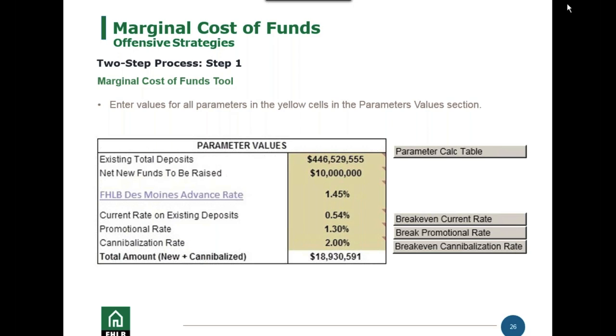As you can see, I've entered a cannibalization rate of 2%. That means that typically when I run a CD special or campaign, I can expect 2% of my deposits to flow out of lower costing alternatives to take advantage of the special rate. So 2% of $446 million is almost $9 million, $8.9 million. So even though you want to actually raise $10 million, you in essence raise almost $19 million. So what we want to quantify is the marginal cost of this money that you've received.